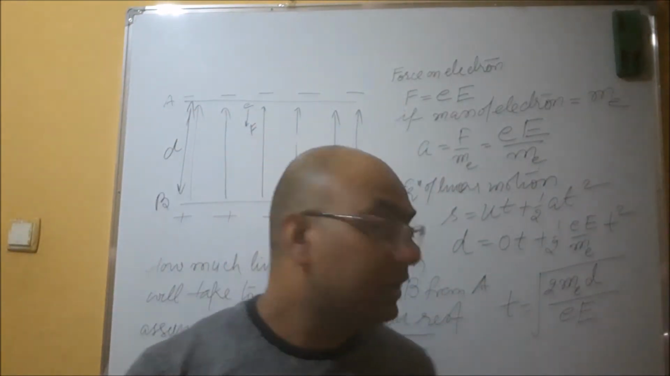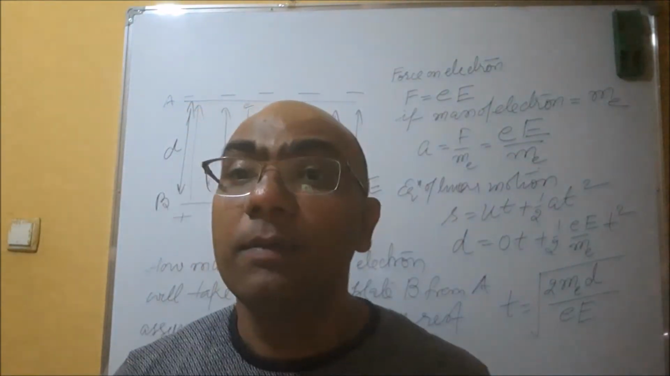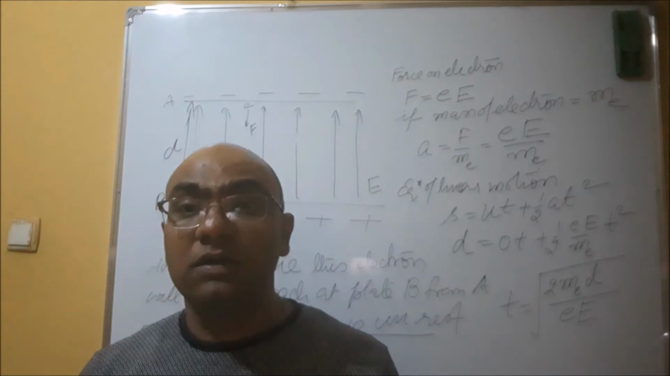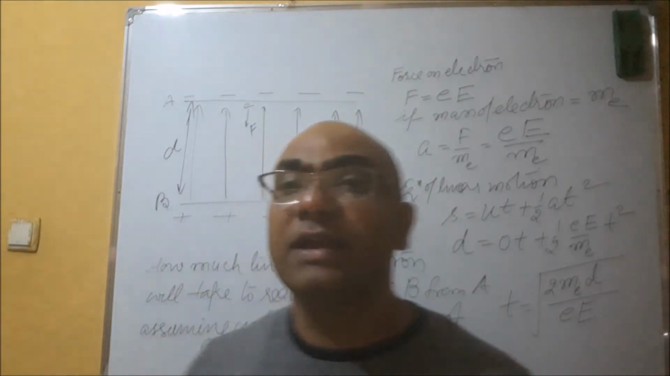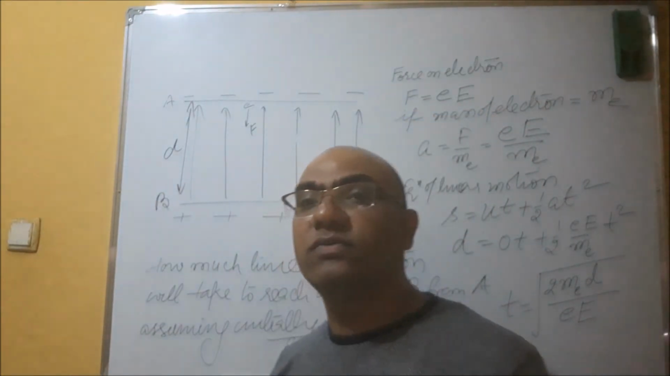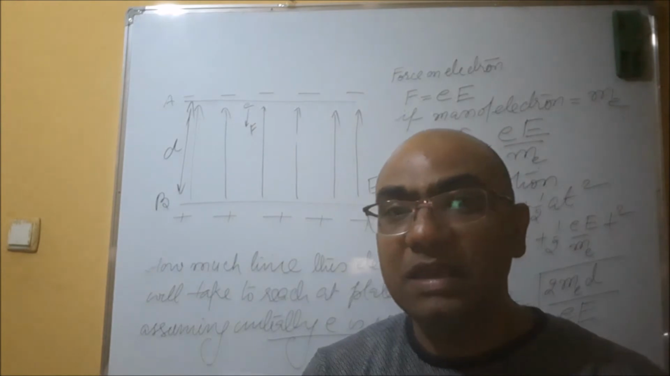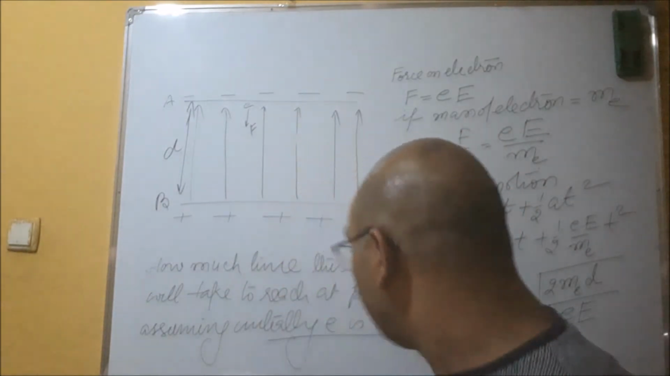So the electron will take this much time to reach from plate A to plate B, if the distance between plate A and B is d, the value of the electric field is E, and the electron is initially at rest. Is it clear? The same exercise can be done with a proton.